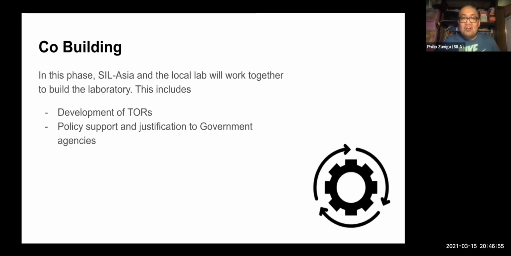Next, the next thing we do is co-building. So in this phase, SIL-Asia and the local lab will work together to build the laboratory. Again, I want to emphasize, you will be working together. You will be working with COIL. You will be working with the whole AeHIN community. We will be able to support you in developing EORs, in developing policy support. So that's why we call it co-building, because this is something that we do together.